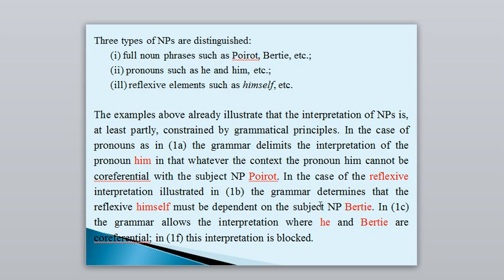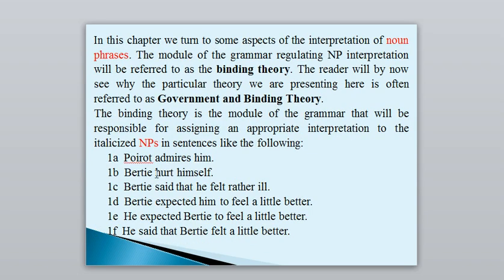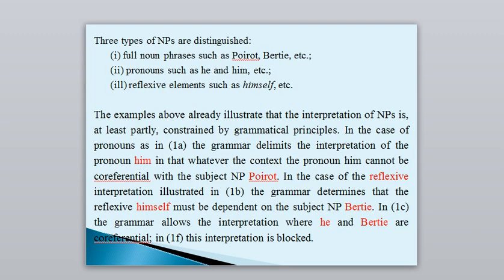So in each sentence the NPs have their special interpretation. In the case of a reflexive like himself, for example in 1b, the grammar determines that the reflexive must be dependent on the subject Bertie. Example 1b, Bertie hurt himself. This is a reflexive pronoun, and a reflexive pronoun should refer to the subject. It means that himself here is Bertie himself, so it refers back to the subject. This is the interpretation of a reflexive.